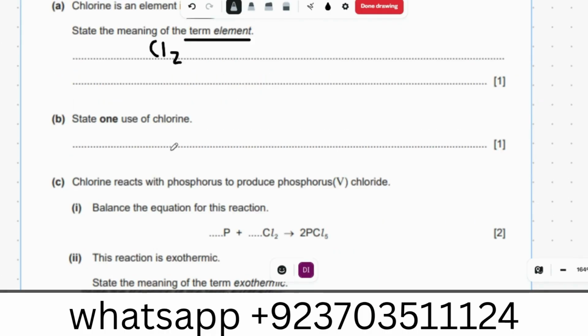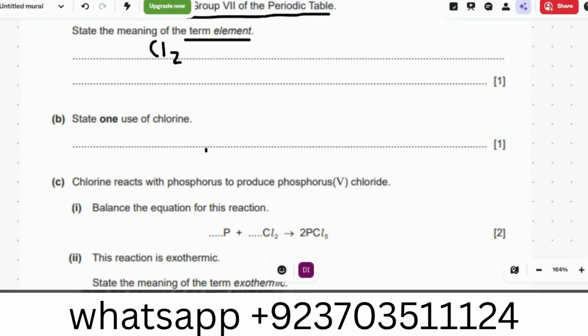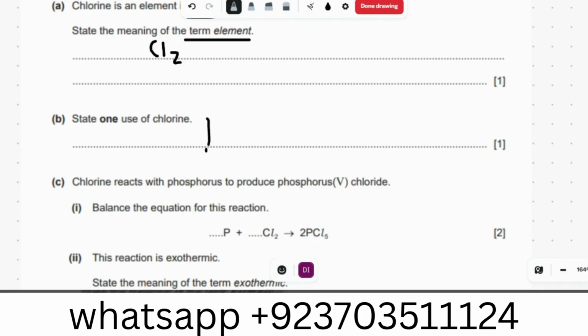State one use of chlorine for water treatment, for example, killing bacteria. Okay, I will write it here. That is killing bacteria.